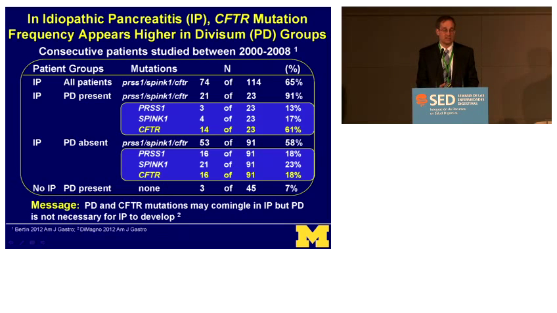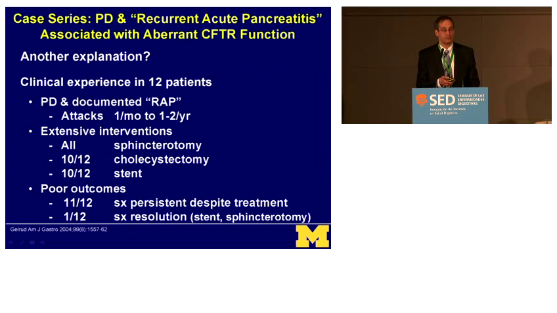So the message is that pancreas divisum and cystic fibrosis mutations may commingle in idiopathic pancreatitis, but pancreas divisum is not necessary for idiopathic pancreatitis to develop.